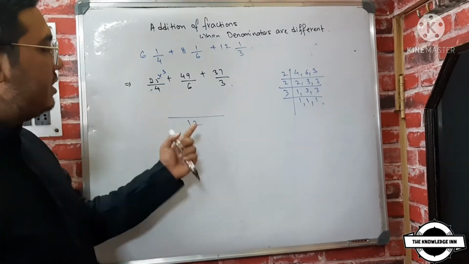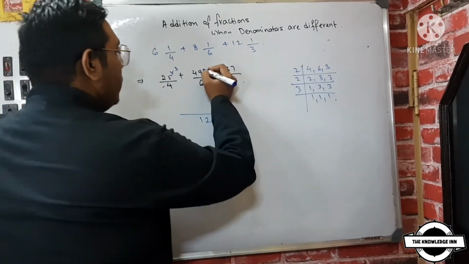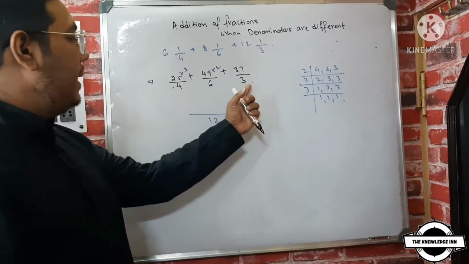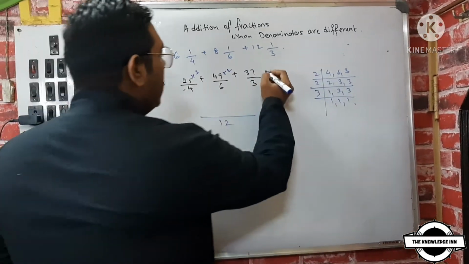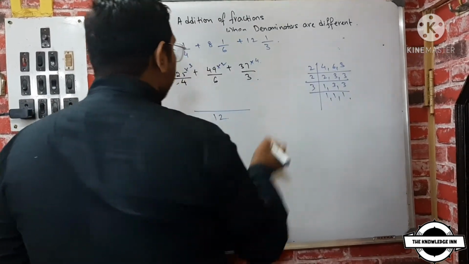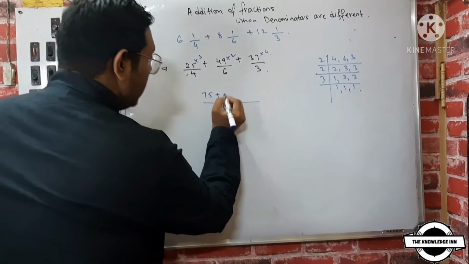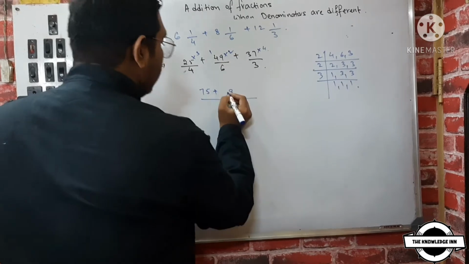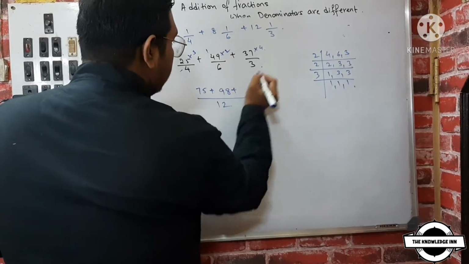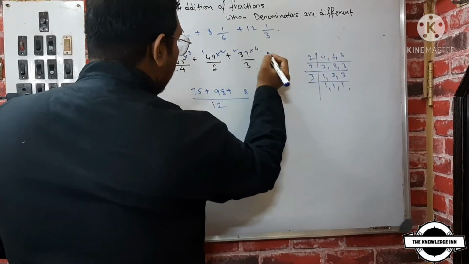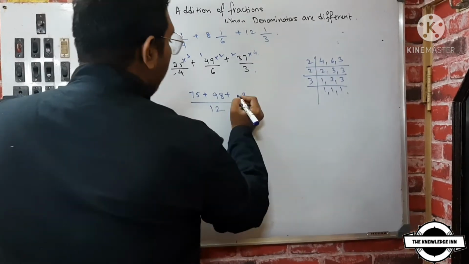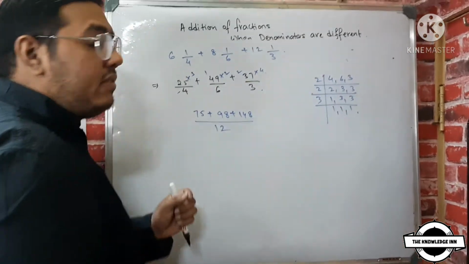In the 6 times table, 12 comes how many times? 2 times. So into 2. In the 3 times table, 12 comes how many times? 4 times. So into 4. So 25 threes are 75, plus 49 twos are 98, plus 37 fours are 148. Please recheck my answer.